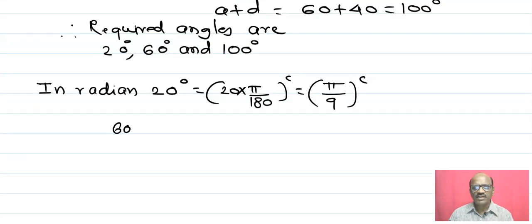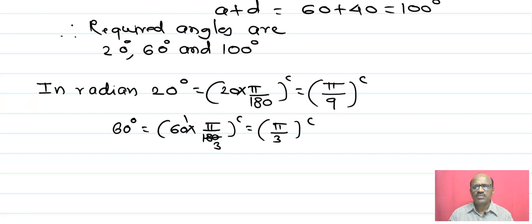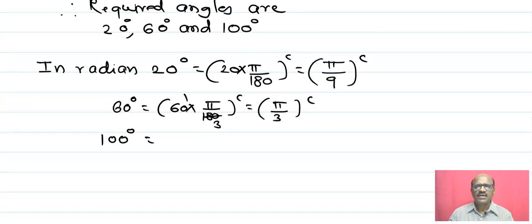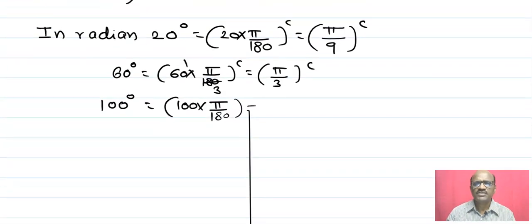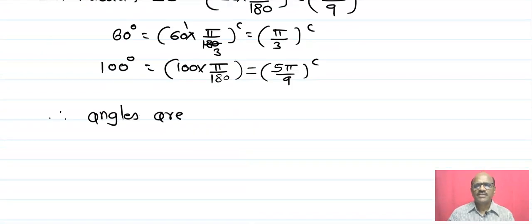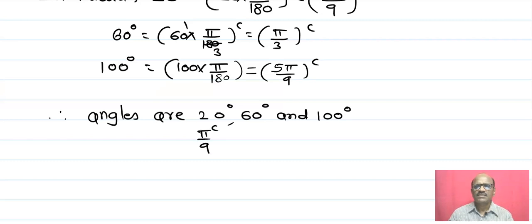When we convert degrees to radians, we multiply by pi upon 180. Therefore 20 degrees is equal to pi upon 9 radian. 60 degrees is equal to 60 into pi upon 180, therefore pi by 3 radian, and last, 100 degrees is equal to 100 into pi upon 180. Normal simplification, that is 5 pi by 9 radian. Therefore the angles are 20 degrees, 60 degrees and 100 degrees, and in radians, pi by 9 radian, pi by 3 radian, and the last is 5 pi by 9 radian.